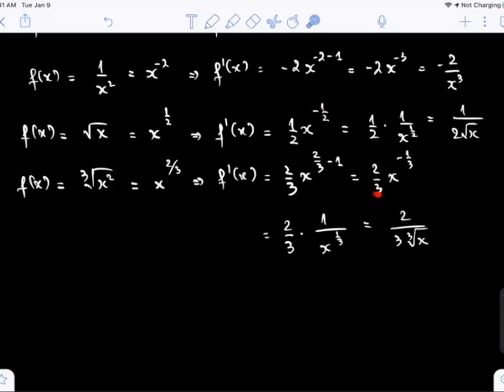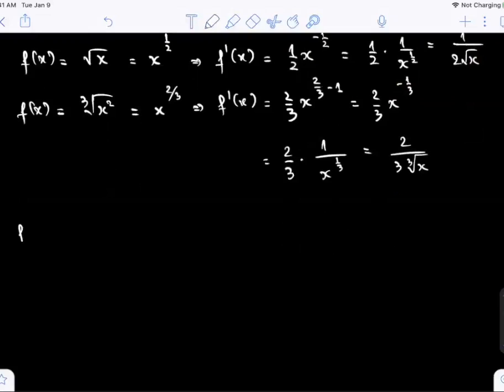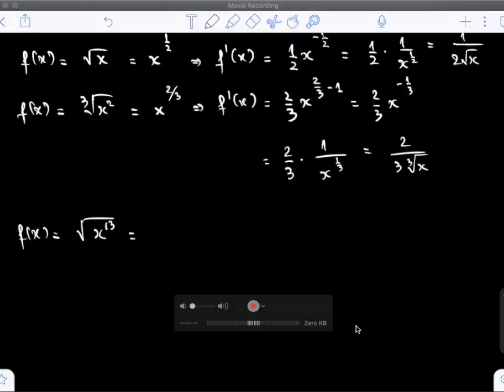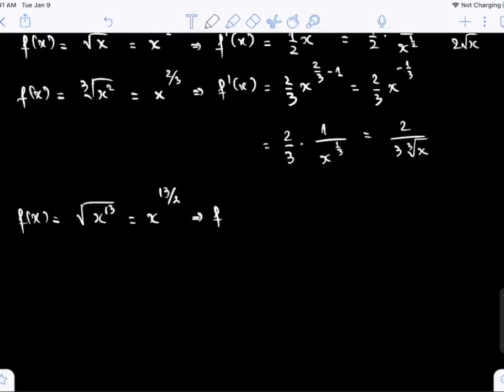If you stop right here at this step for the function cube root of x squared, I'm going to give you another function here, f of x equal to square root of x to the 13. Right, so once again, turn this into a power. So you have x to the 13 over 2. And the derivative should be 13 over 2 times x to the power of 13 over 2 minus 1. This is 13 over 2 times x to the 11/2.